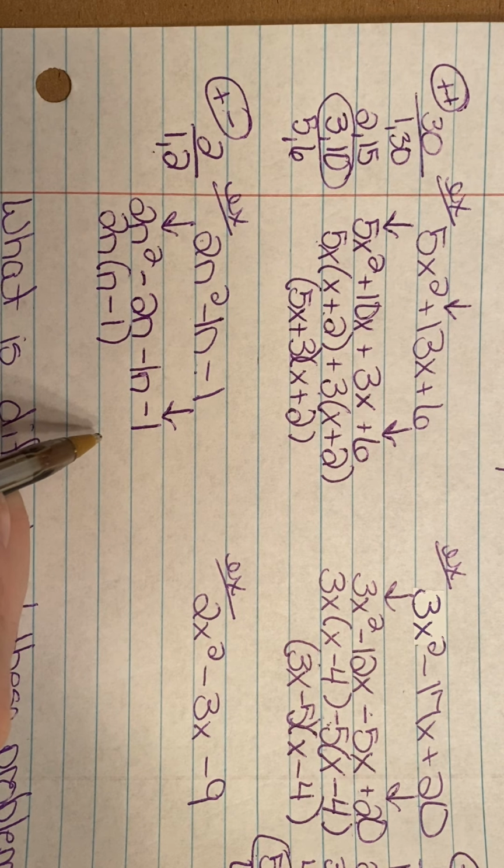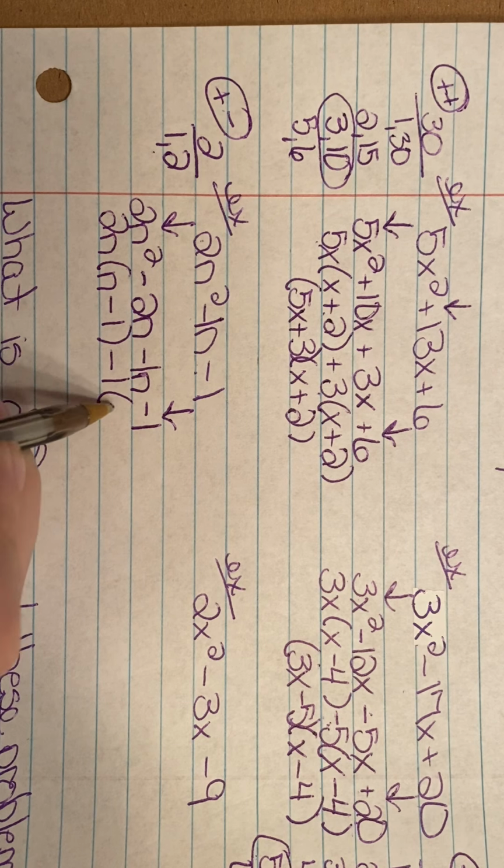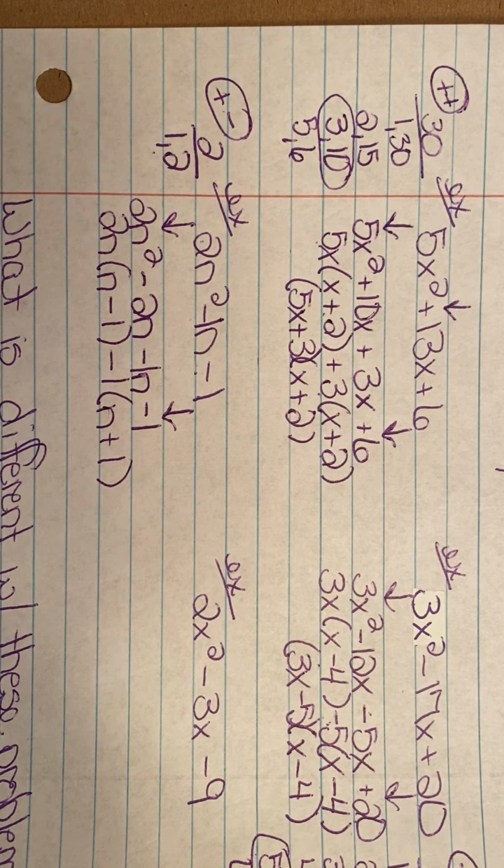And for some reason, I'm blanking on this one. What can we take out of here? I would take out a minus 1, but that's going to leave me an n plus 1, and that doesn't work.